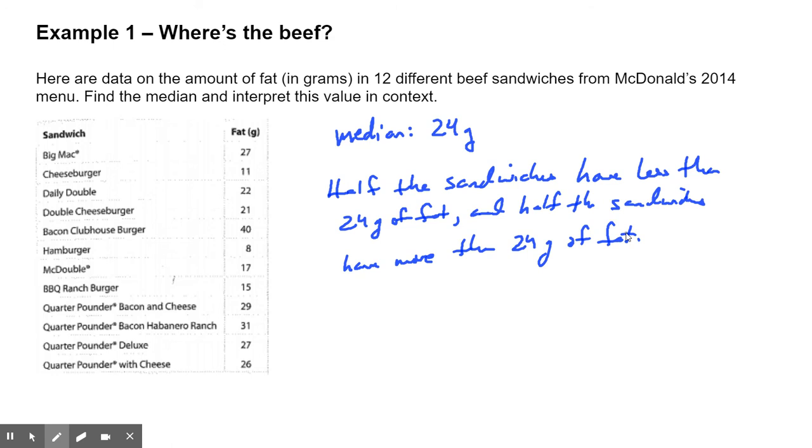And again, just to emphasize that if you look at the data, 24 is not one of the data values. That's because you had an even number of numbers and you need to take the average of the two middle numbers. All right, that was objective one. Objective two is coming right now.